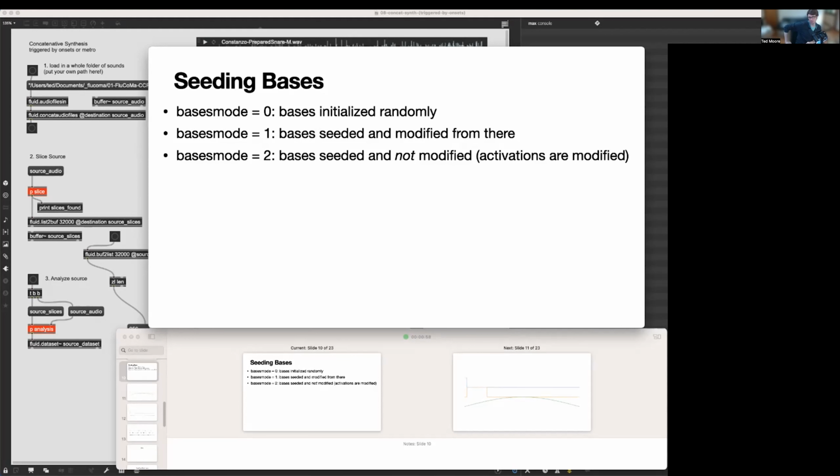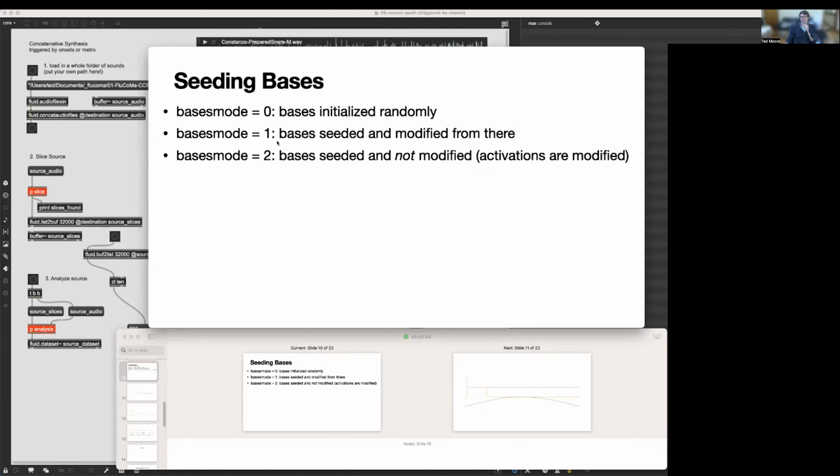There's another bases mode 2, that we're not going to look at. But what you would do with it is you would take bases and you would seed the algorithm with some bases. And you're actually saying to the algorithm, don't modify these bases at all. These are the spectral templates that you are looking to find. Don't modify the bases. But what it will do is it will modify the activations and therefore give you activation curves, these loudness curves through time, that it discovers based on these bases that you've given it.